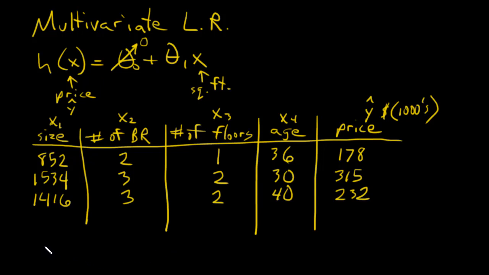Now, if we have 4 features, I need some way of denoting the number of features in my code and in my algorithm, so n is going to serve as the number of features.